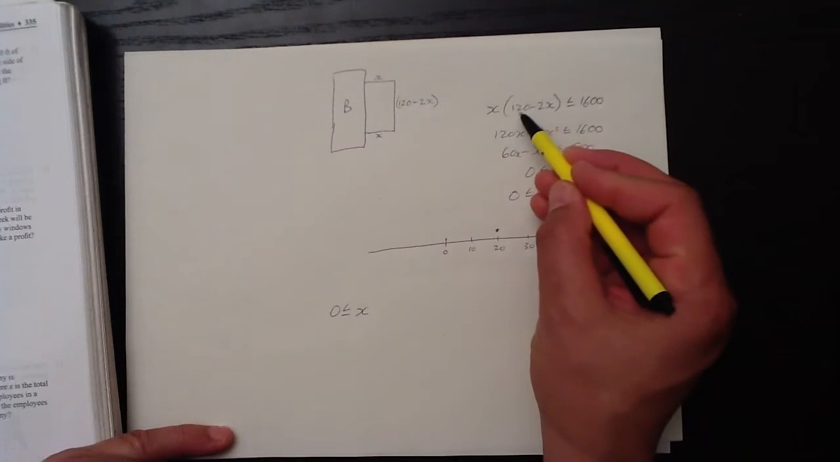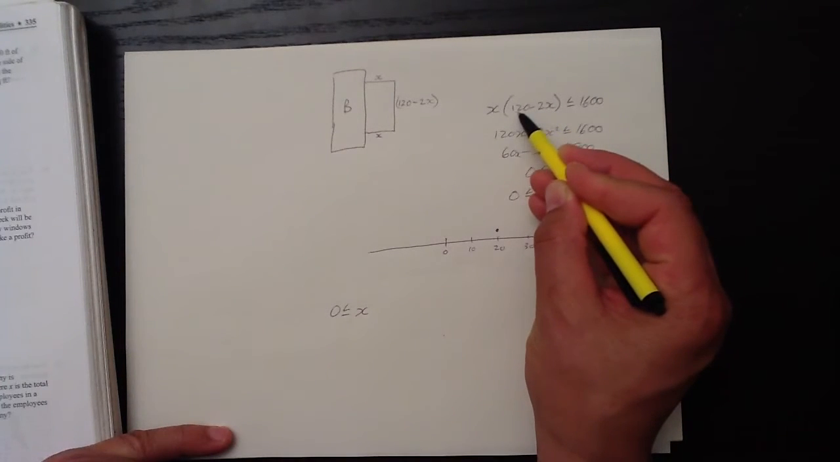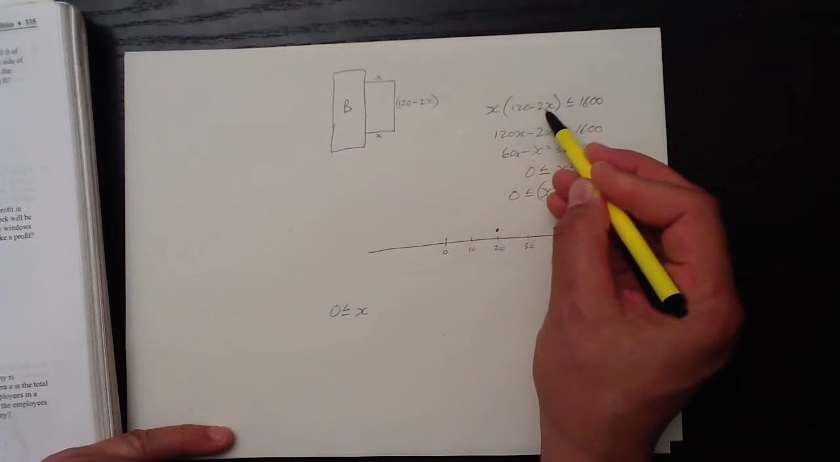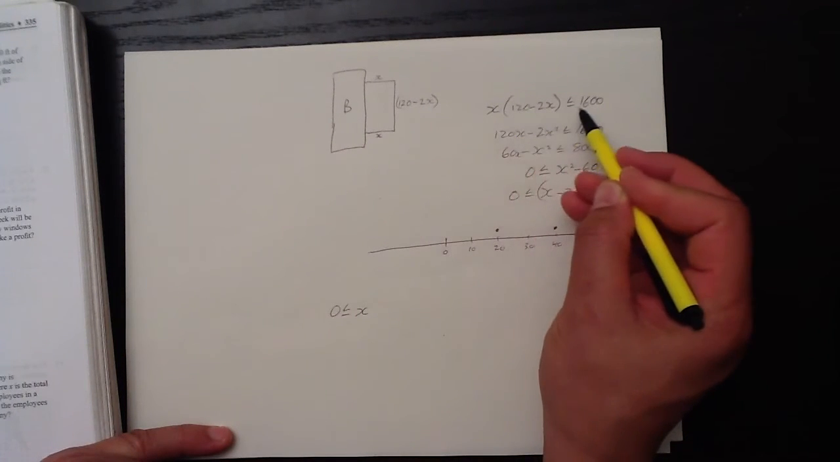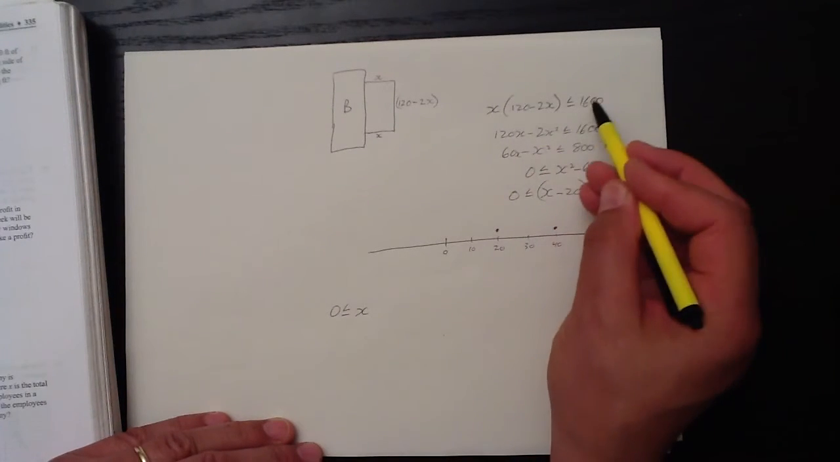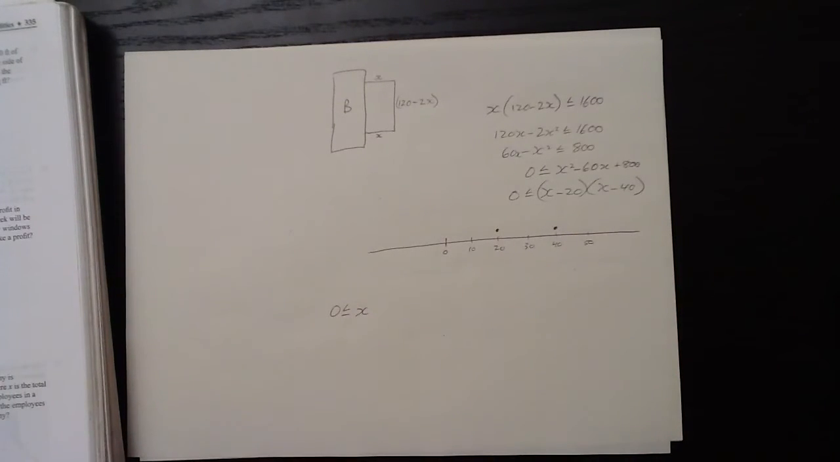Don't believe me? Put it in here. 2x is 40, subtracted from 120 gives us 80 in here, and 20 times 80, 1,600. So if we plug 40 in here, we'll get the same thing. We'll get 1,600. So these two are solutions to the quadratic inequality.